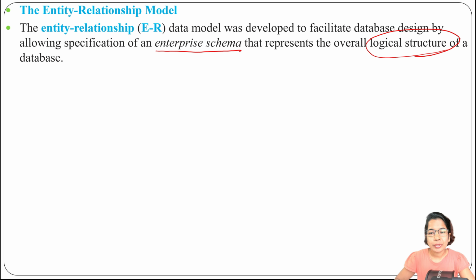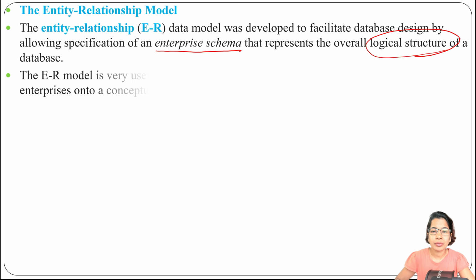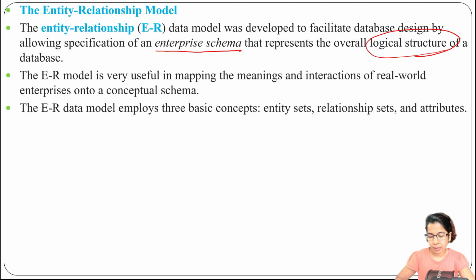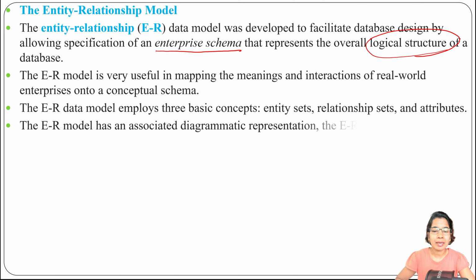The ER model is useful for mapping real world enterprises with the conceptual schema. So any real world enterprise we can map with its conceptual schema by the ER model. And the ER model has mainly three components: entity set, relationship sets and attributes. We'll go one by one. The diagram representation of the ER model is called an ER diagram.